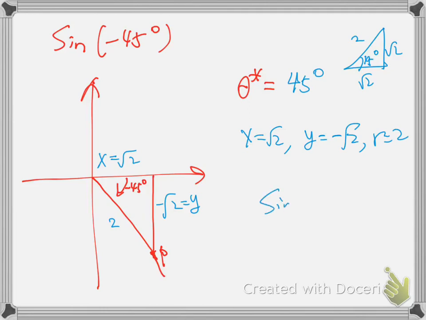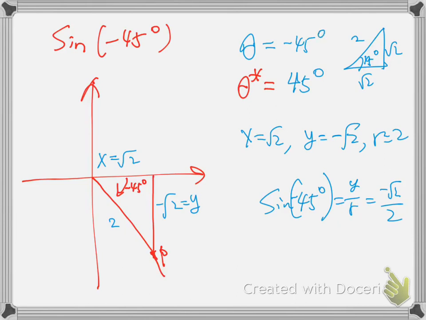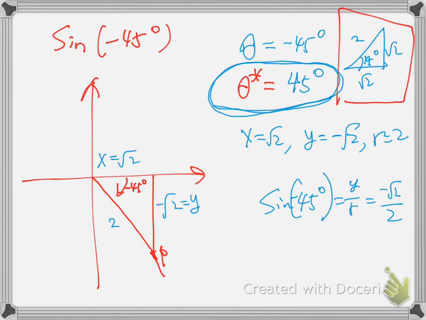So now what is sine? Sine is y over r. This is negative radical 2 over 2. Okay? So the rotation, the angle is negative 45. It just tells us the terminal side is in the fourth quadrant. The reference angle is the acute angle in the right triangle. It's always positive, between 0 and 90. So theta star is 45, positive. Then we use this special right triangle, put it in the fourth quadrant, and then you know x is positive, y is negative, and then you get the sine value. The last one.